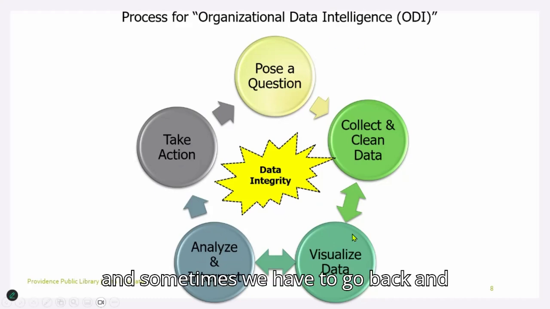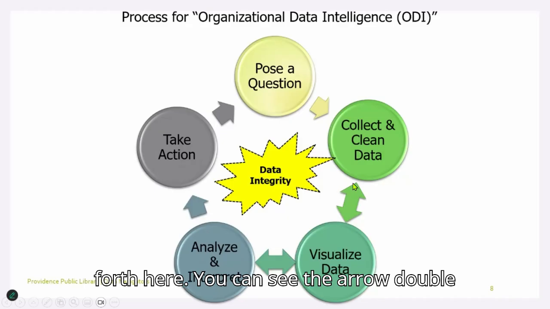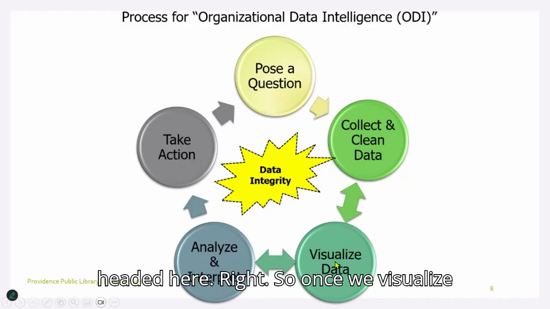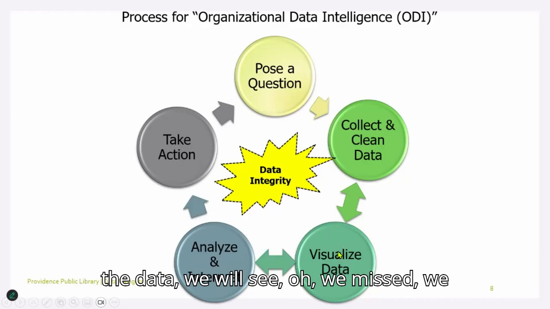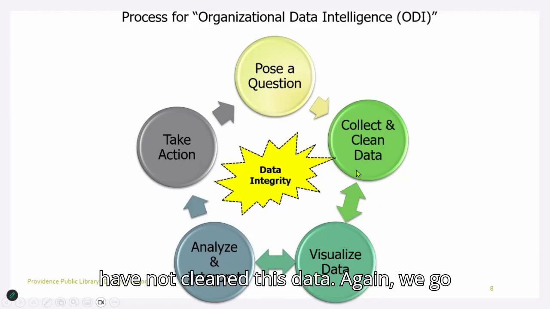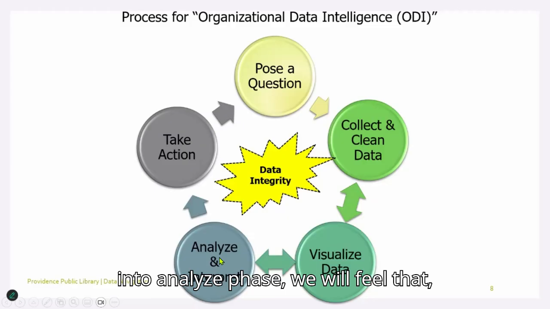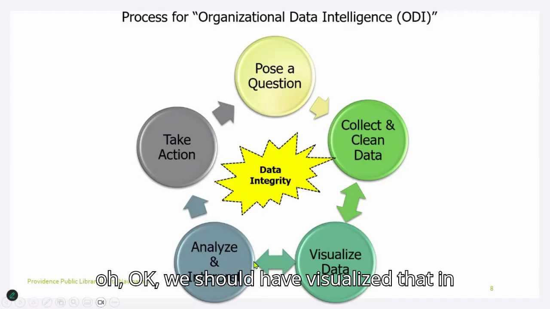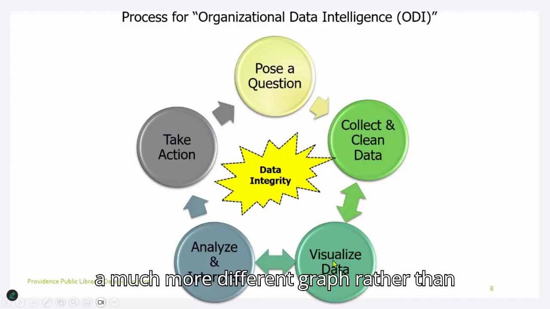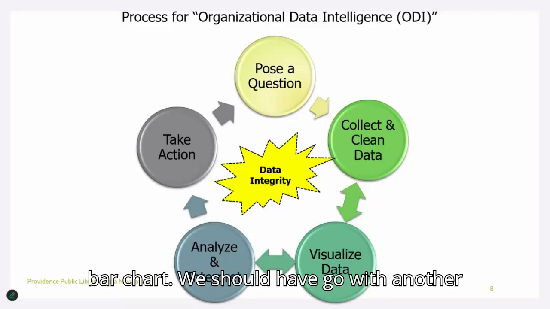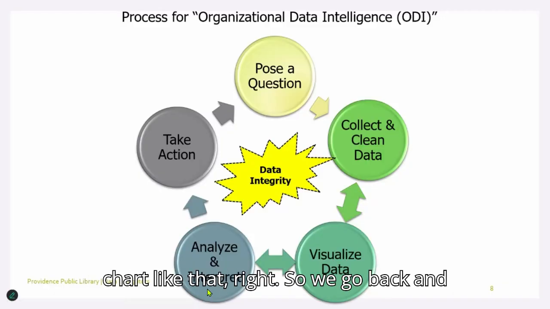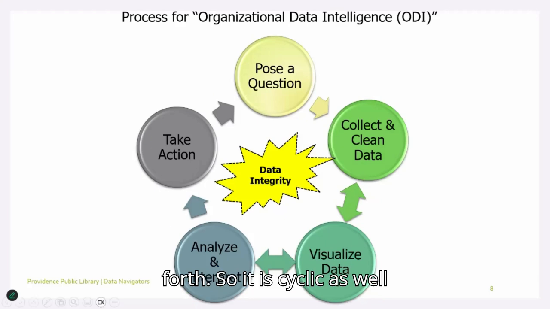And sometimes we have to go back and forth here. You can see the arrow double headed here, right? So once we visualize the data, we will see, oh, we have not cleaned this data. Again, we go back and then improvise the data and then come back. Same thing here too. Once we visualize the data, when we get into analyze phase, we will feel that, okay, we should have visualized that in a much more different graph rather than a bar chart. We should have gone with another chart like that, right? So we go back and forth. So it is cyclic as well as back and forth repetitive, right?